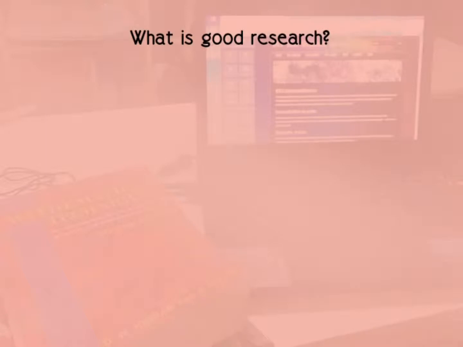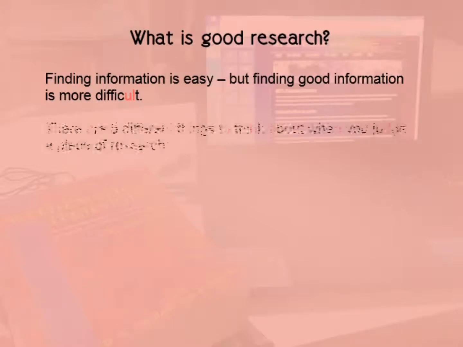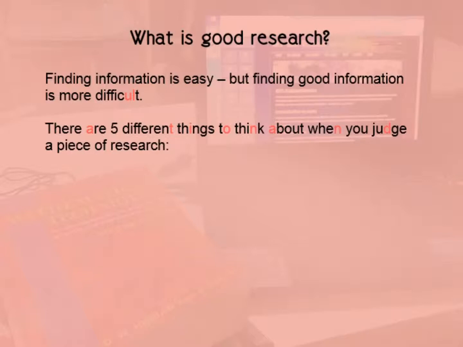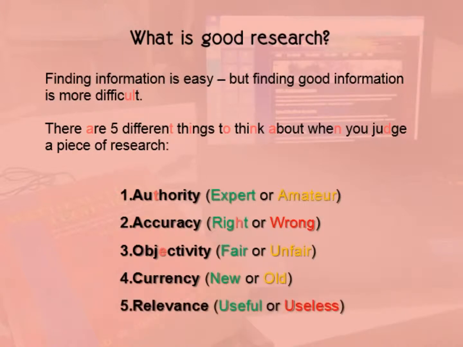So what is good research? And if you get a good source, how do you know that their research is good for your project? So there is a huge amount of information on the internet, far more than you ever need for research. How do you find it? There are 5 things that you can think about to judge a piece of research, and you do the best job you can about judging these 5 things. So there's authority, accuracy, objectivity, currency, and relevance.